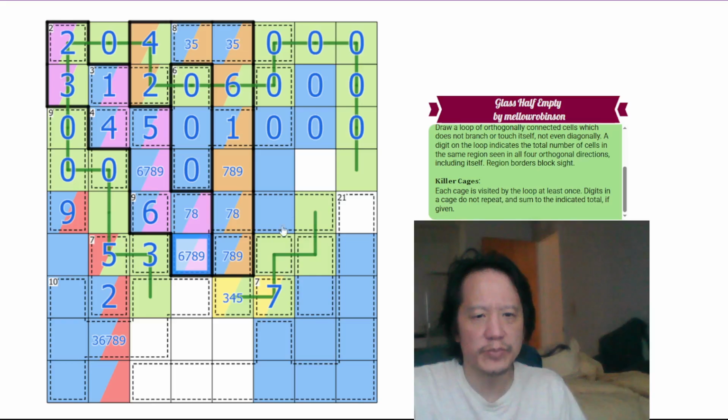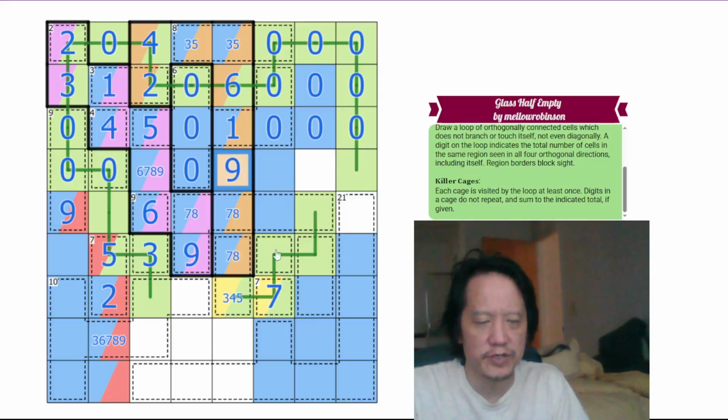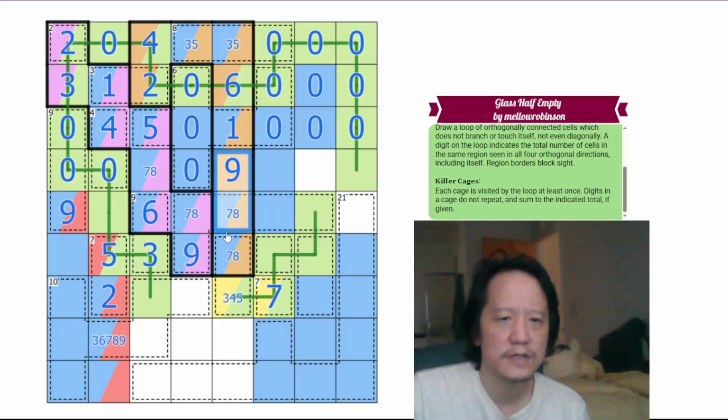That means the 7-8 pair is in the cage, so this can't be 7 or 8. This can't be 6 because of the 6 in the region, so this is 9. Which means this can't be 9, so this must be a 9 here. This can't be 6 or 9, 7 or 8. This 9 is obviously not on the loop.